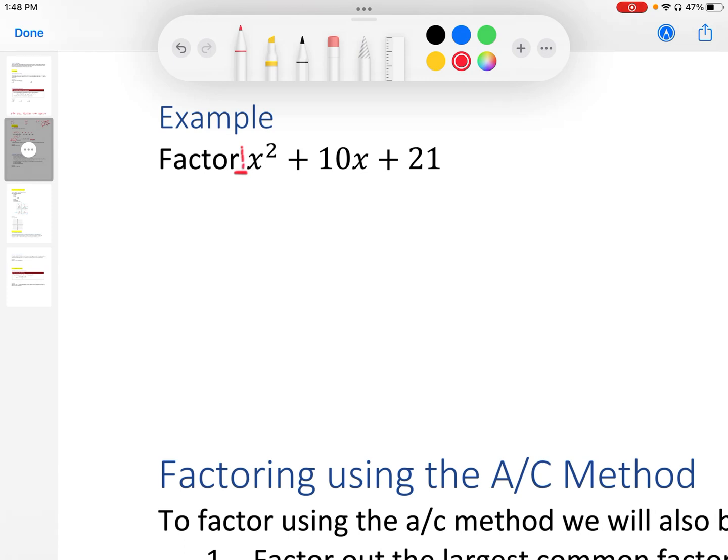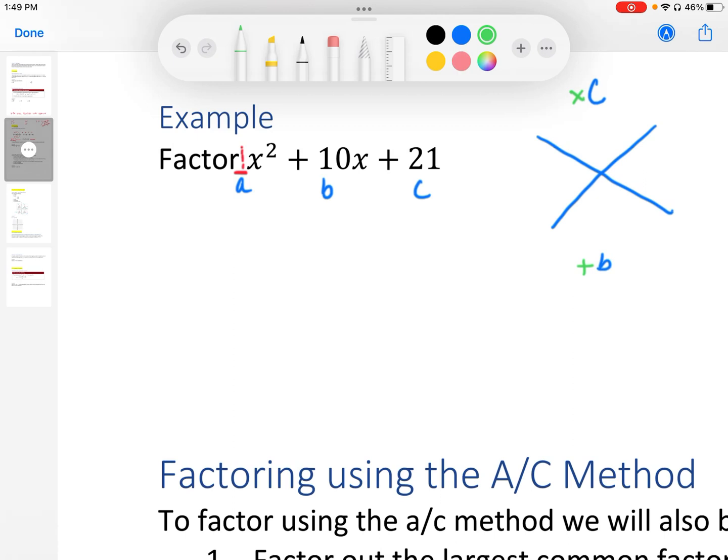A trick to consider when trying to factor is to list the factors of your C that add to give you your B. This A, B, and C come from your coefficients. A is the x squared coefficient, B is the x coefficient, and C is your constant. So you want to look for numbers that multiply to give you C and add to give you B.